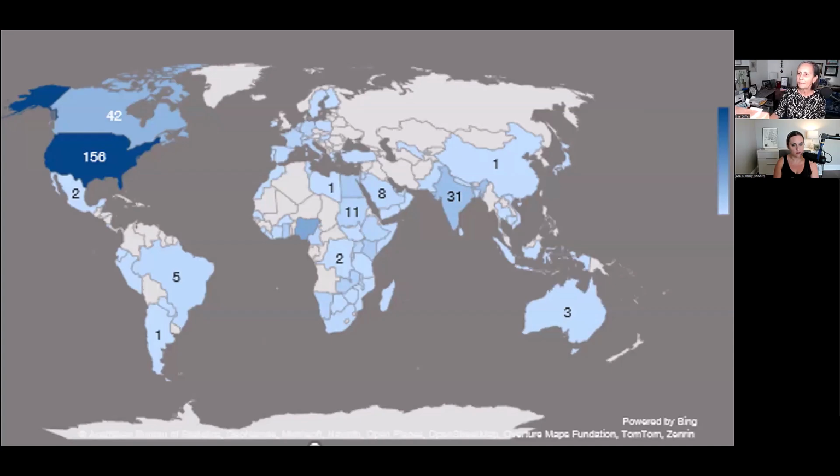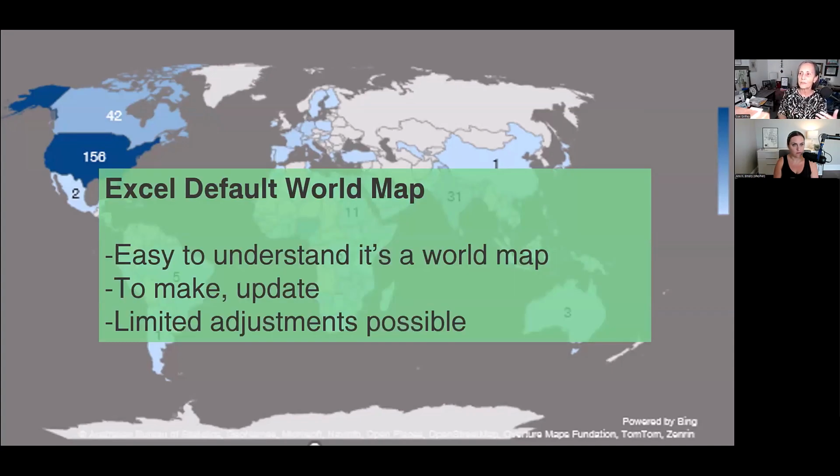The Excel map, slightly blurry, I know, but the Excel map is easy to understand that it's a world map. It was pretty easy to make, but there weren't many adjustments I could make, and it was limited for me.